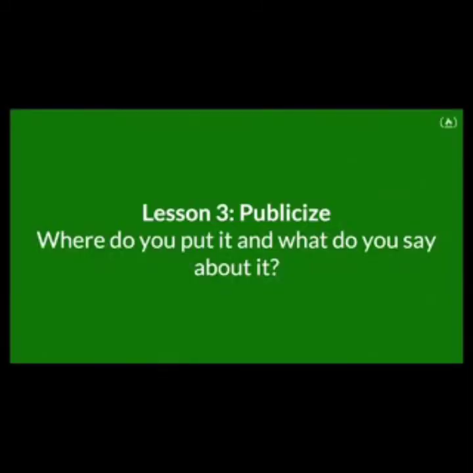Lesson number 3, publicize. You may have heard the expression in software development, the last 10% of the work takes 90% of the time. Well, publicizing your work is the last 10%, and it's going to take 90% of your time. There is no build it and they'll come. You need to go out and tell people that this exists, and you need to actively advocate for people to read your article. One place you can put it is Hacker News.